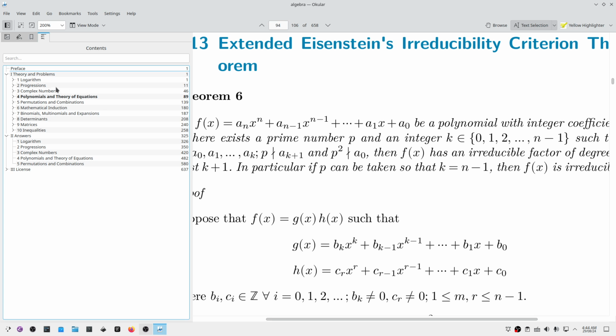So as you can see in the book, we have logarithm, progression, complex numbers, polynomials, and theory of equations. I have already made videos on logarithm, progressions, and complex numbers. These are done. We were dealing with theory of polynomials and theory of equations. And there are other chapters as well: permutation, combination, mathematical induction, binomials, multinomials, and expansion, determinants, matrices, and inequalities.